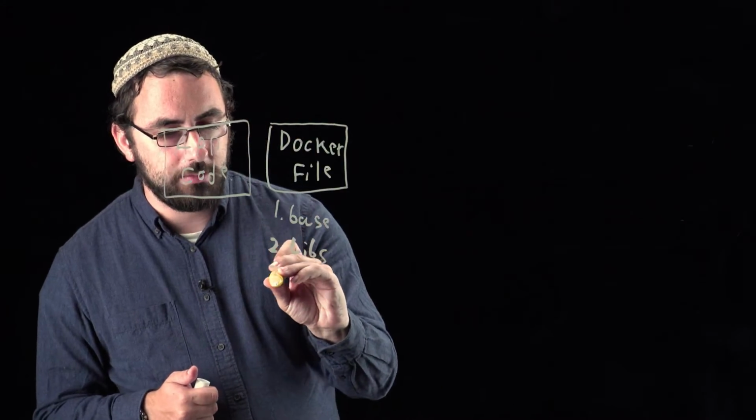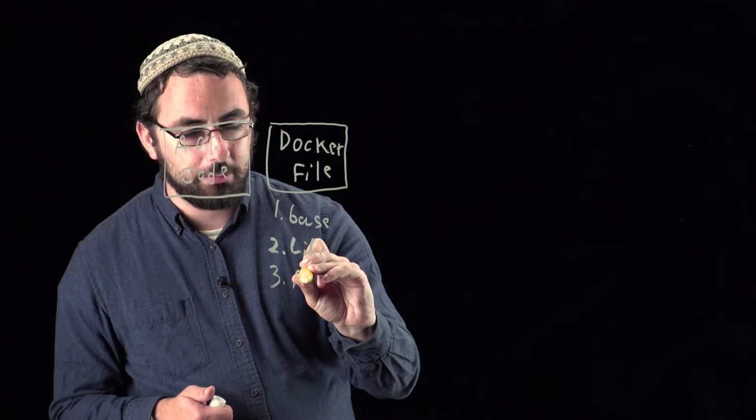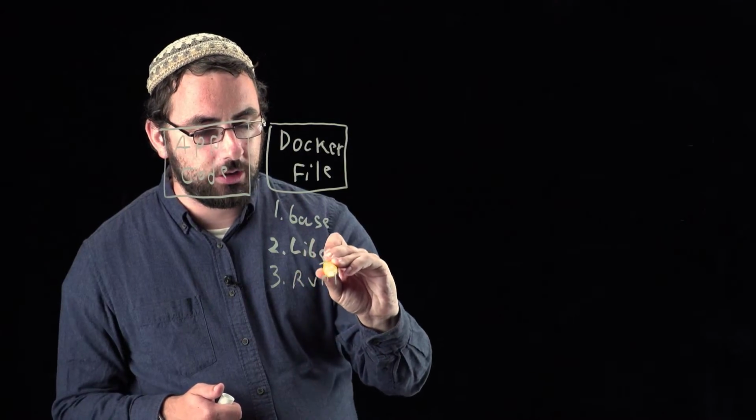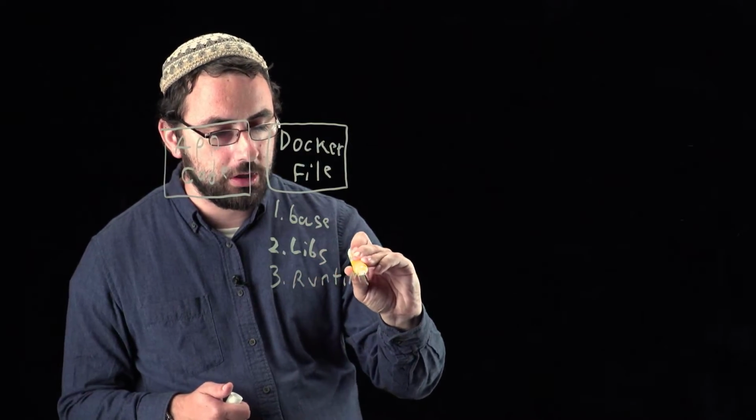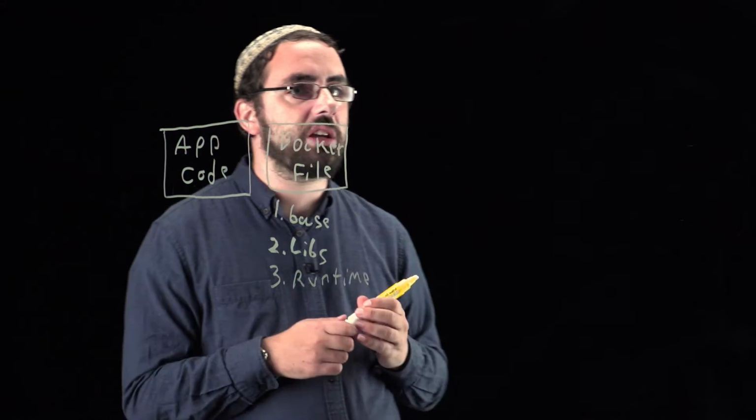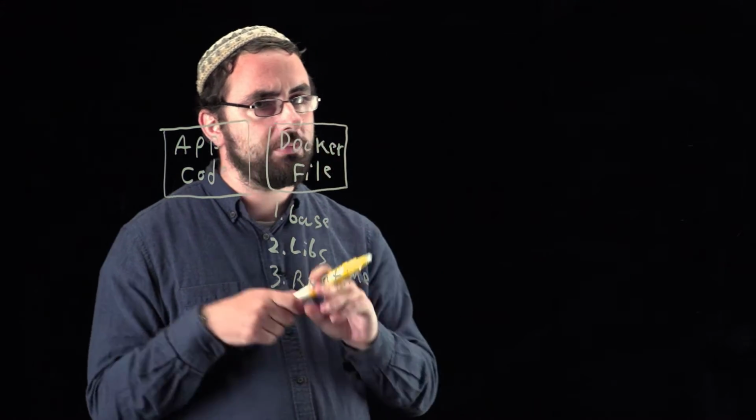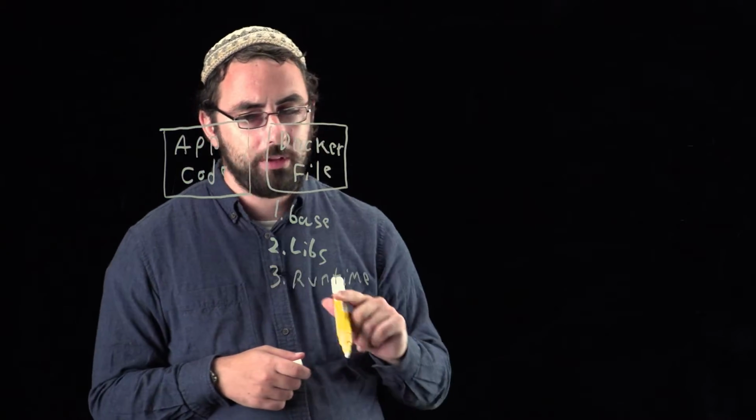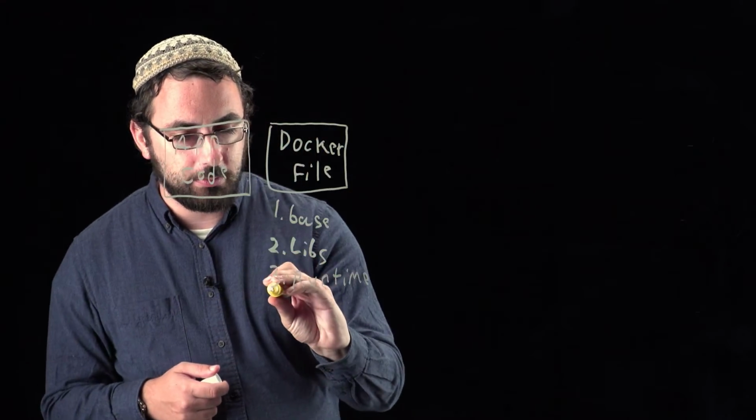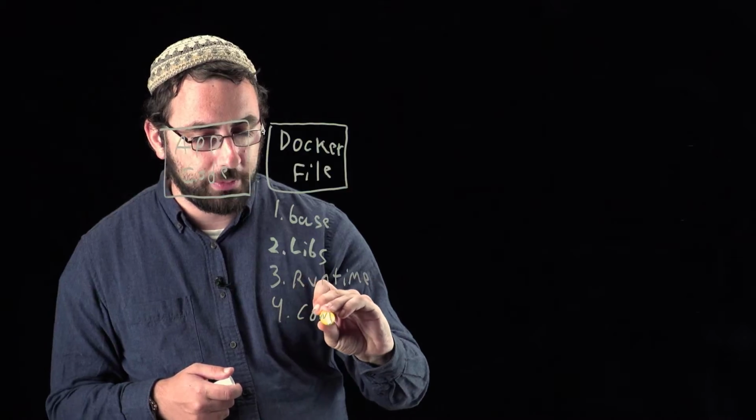Once we've done that, we then need to go and install our runtime. So this could be different runtimes. This could be Springboot for Java. This could be things like NodeJS. For different languages, we need different runtimes, and so we need to install that here. And once we've installed our runtime, we then need to go and compile our app.